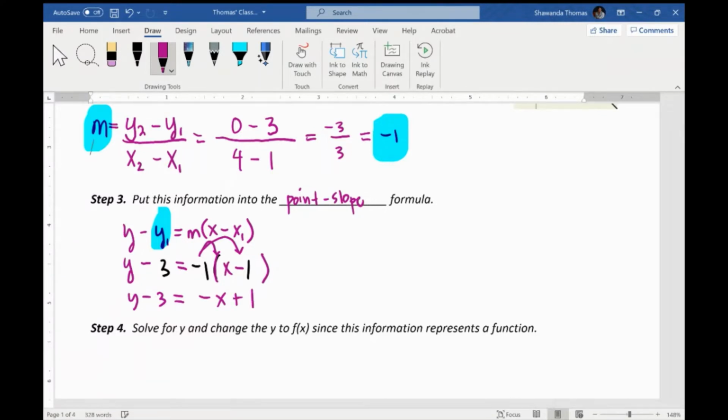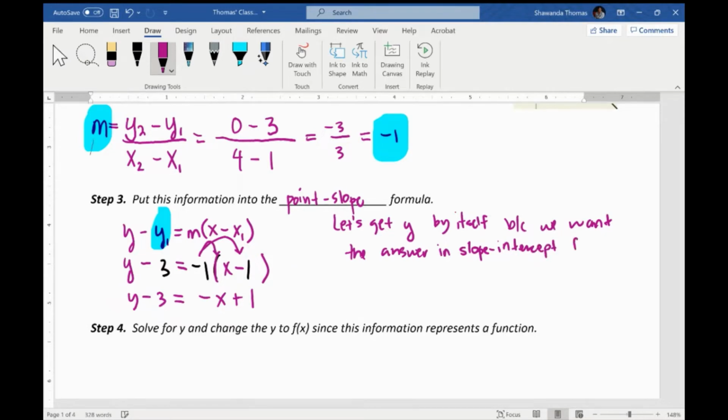Very nice. What do you think our goal is right now? What are we trying to do? Get y by itself, because we want it in slope intercept form. So what would you have to do?